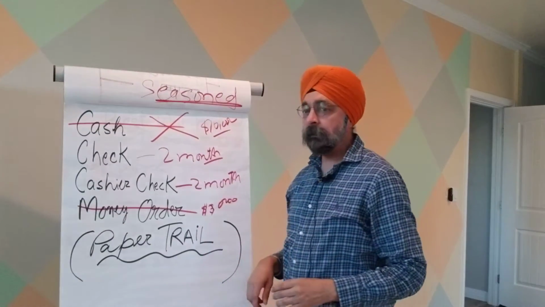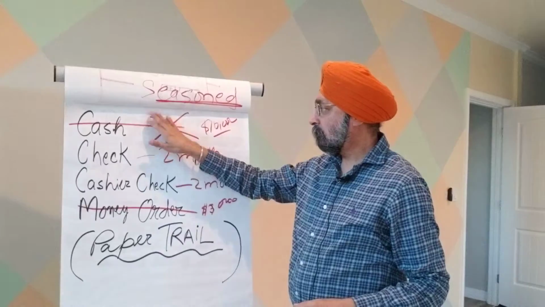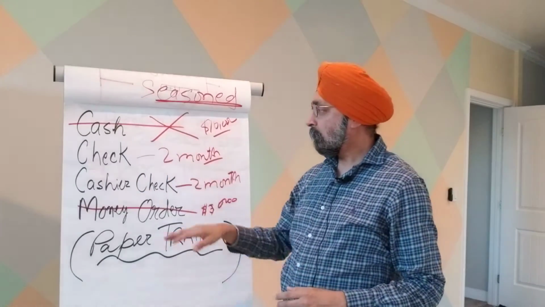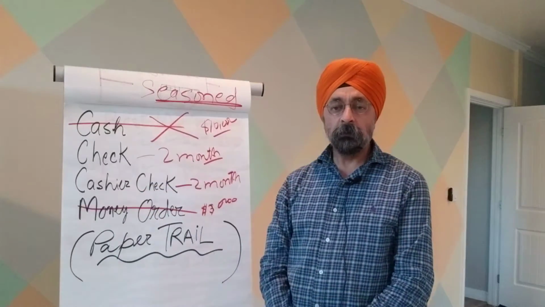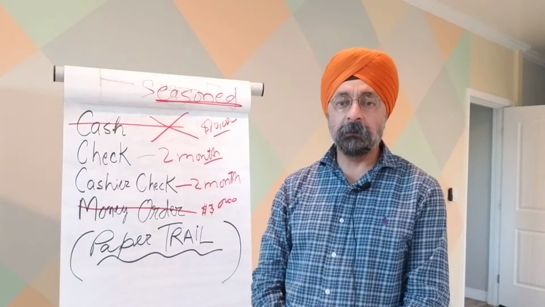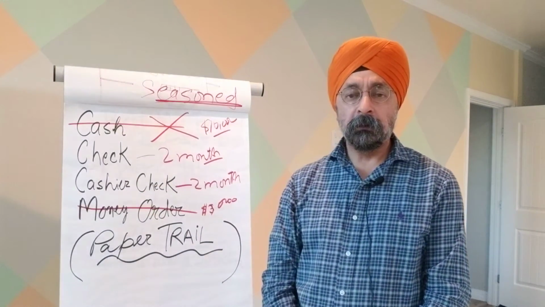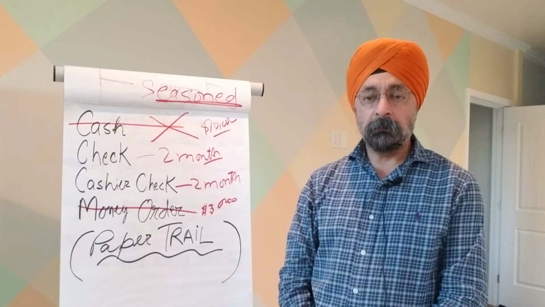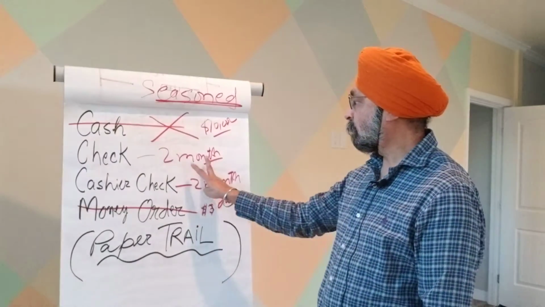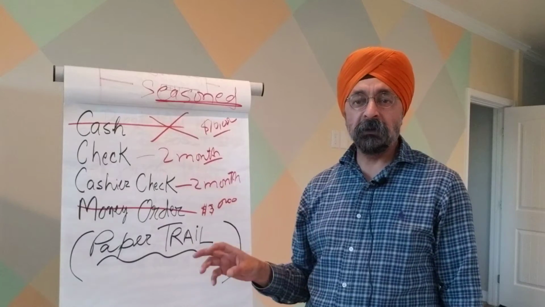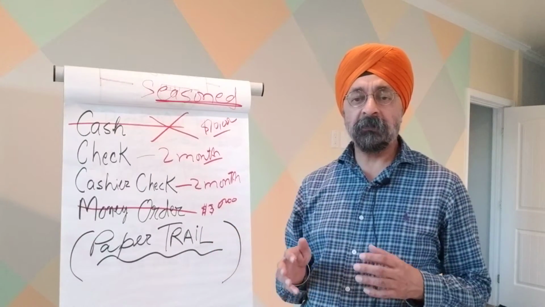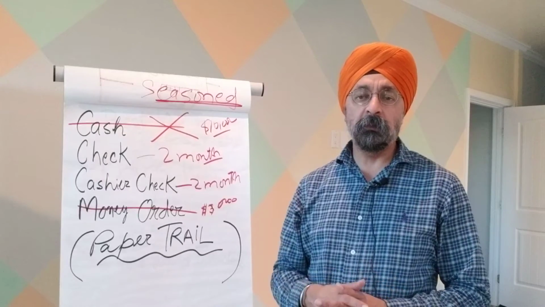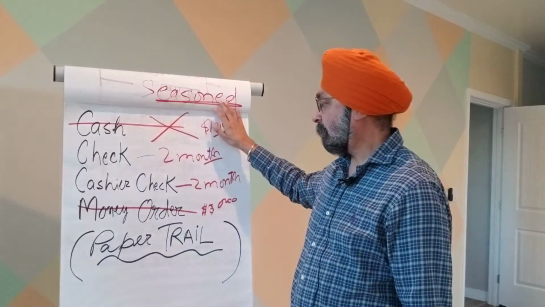So basically, if you have cash, we cannot use that. You can write a check, or you can have a cashier's check. Those are the two acceptable ways of doing an EMD, earnest money deposit. The requirement is 2 months. The money in your savings account or checking account should have been saved for 2 months, seasoned, as we call it.